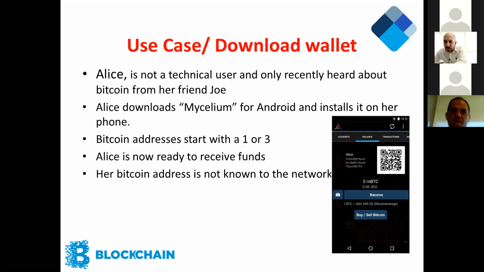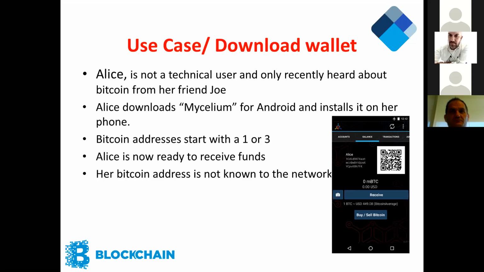Let's have one use case. There are two persons, Alice and Joe. Alice is not a technical user and only recently heard about Bitcoin from her friend Joe. While at a party, Joe is enthusiastically explaining Bitcoin, what it is and how it works. She was curious, so she asked her friend, can I have some Bitcoin, and how do I start using it? Let's start like that. Like you and me, we don't have any Bitcoin, and at this stage we don't know how it's used or how it works. We are like Alice.